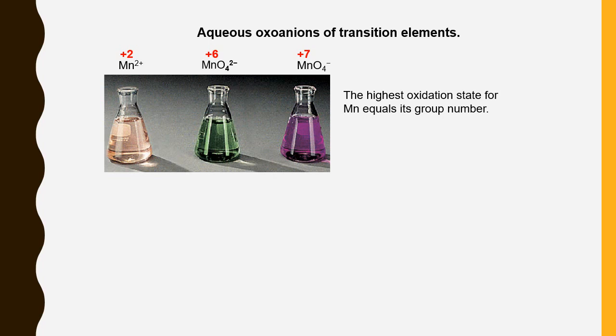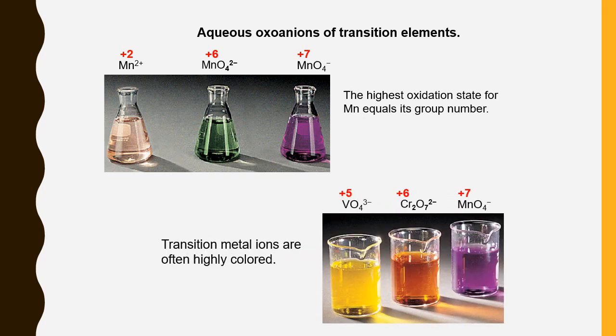That belongs to the aqueous oxo anion of transition elements. The down one picture is there. The first one, vanadate, vanadium oxidation state plus 5, and potassium dichromate, the chromium oxidation state plus 6, and potassium permanganate, manganese oxidation state plus 7. Here, the different element gives a different color.